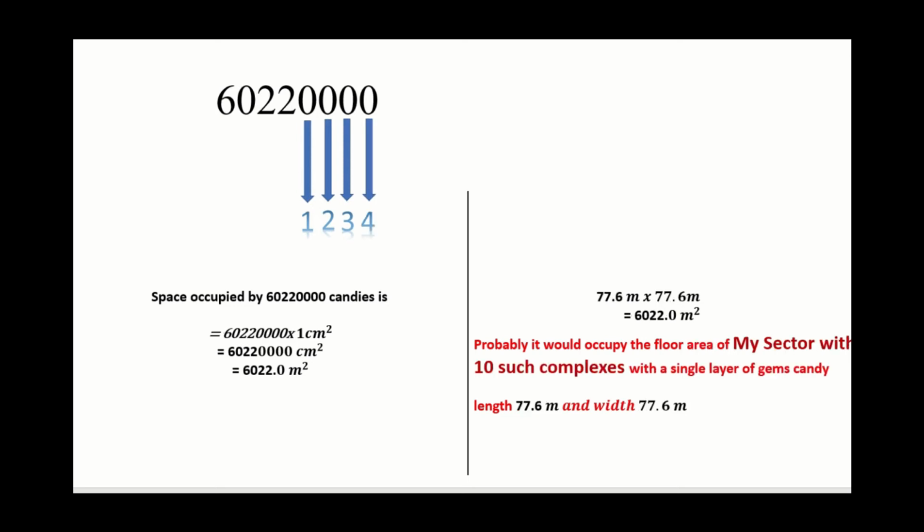Multiplied by one more 10. Now we have 4 zeros after 6022. Total area is going to be 6022 meters square. It will occupy my whole sector of 10 such complexes that we saw previously. It will cover a length of 77.6 meters and width of 77.6 meters. It's a huge area.